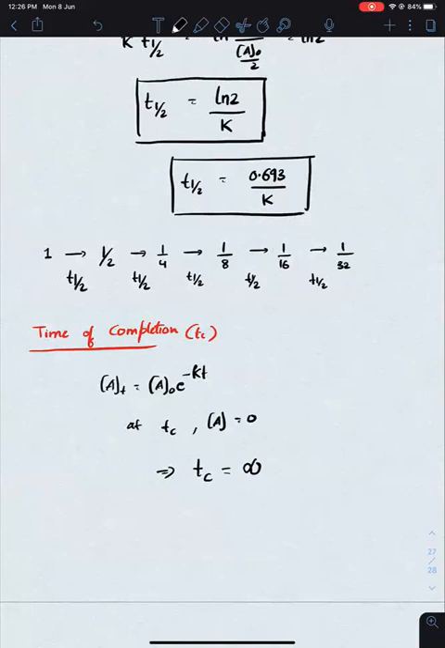This is clear, right? e power minus Kt. This implies e power minus K tC equals 0. That implies tC must be equal to infinity. 1 by any very large value, infinite value, will be equal to 0. Okay?